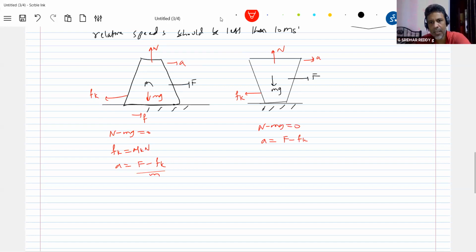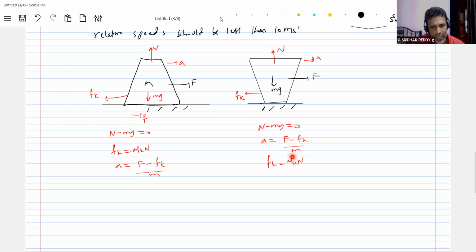I measure acceleration in both the cases. It is the same. So this shows that the friction acting is independent of area of contact. How do I justify this? I can measure the acceleration of an object. I know the applied force, and I know the mass of the object. Then a, F, m are the same, so the kinetic friction acting in both the cases must be the same.